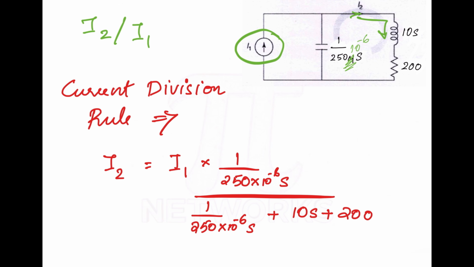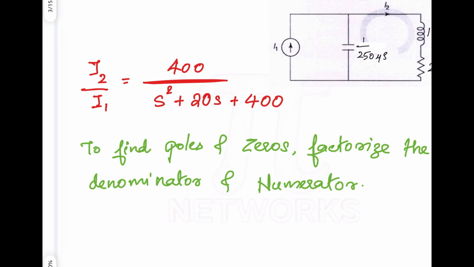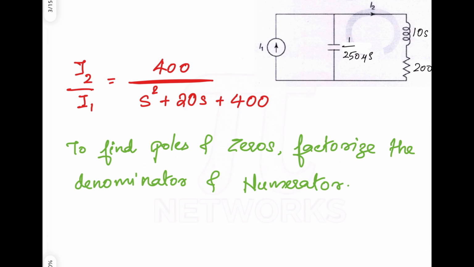Rearrange. So finally we will get I2 by I1 in terms of some quadratic equation. So after rearranging, we will get I2 by I1 as 400 by S square plus 20S plus 400.